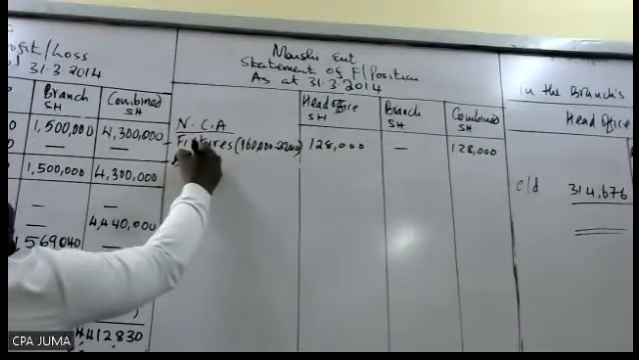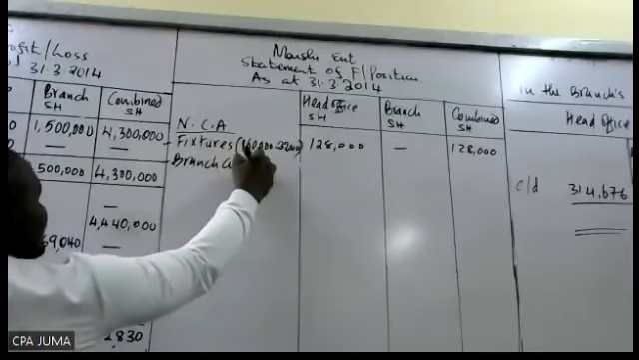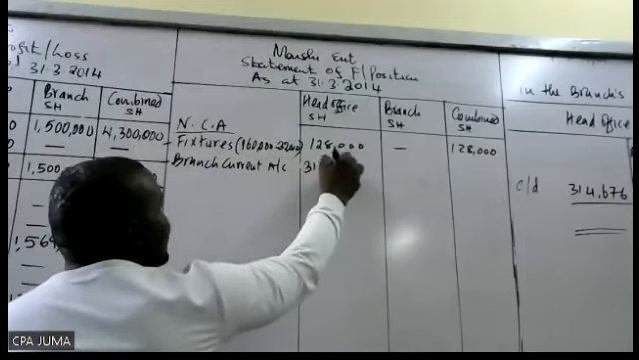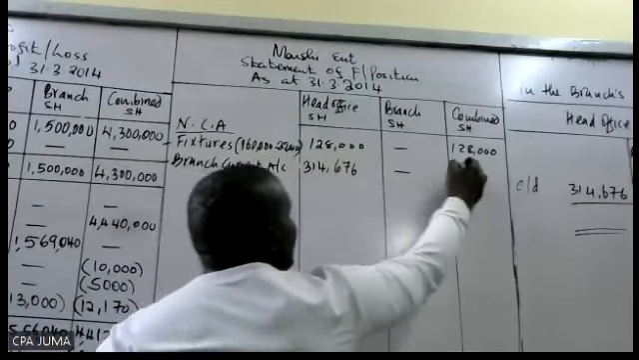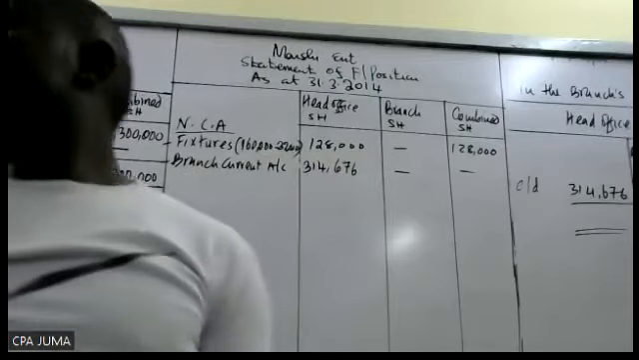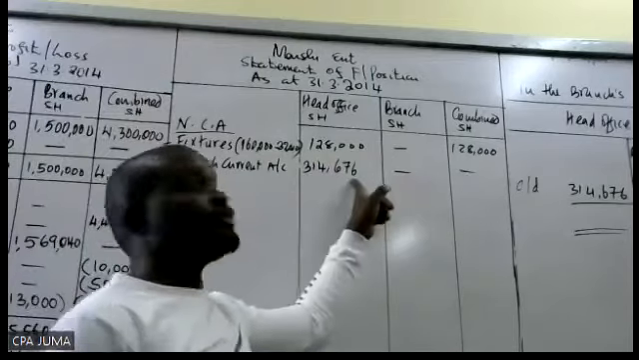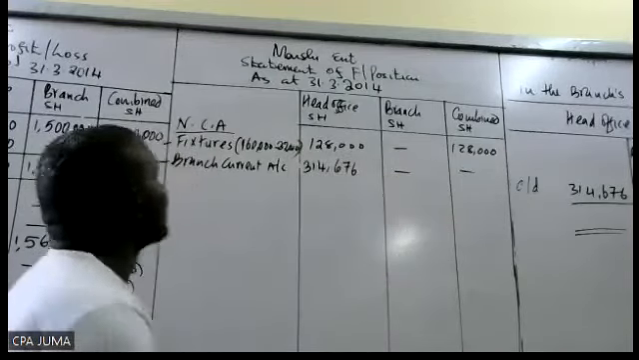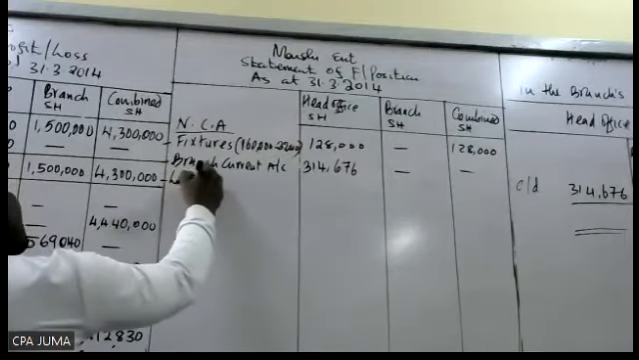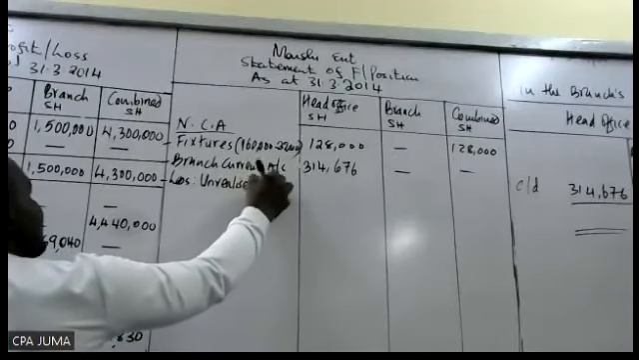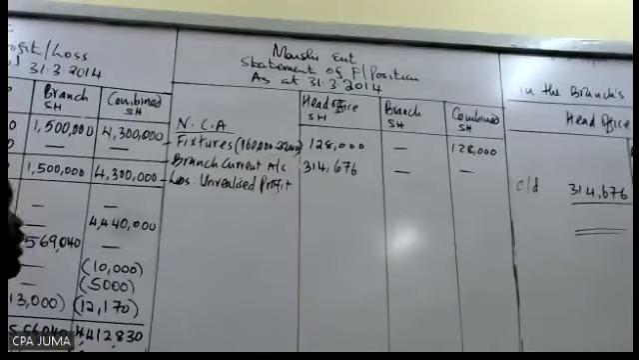So branch current account, the one we have just gotten, 314,676. You don't take it to combine. That is intercompany investment. But even if we are saying we have this investment, there is profit which has not been realized. So less unrealized profits.